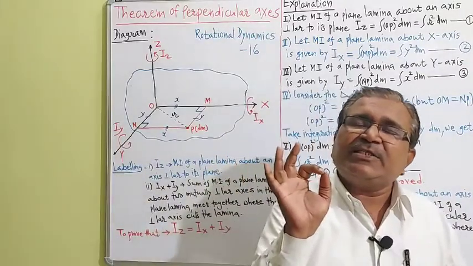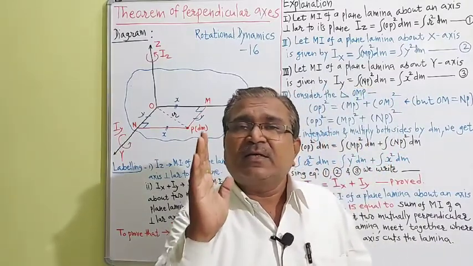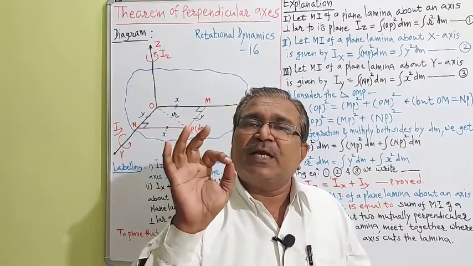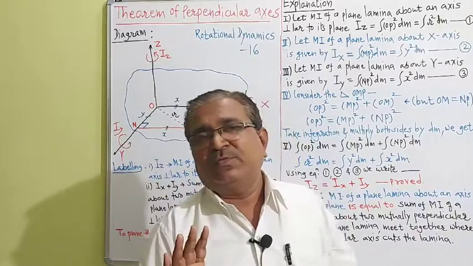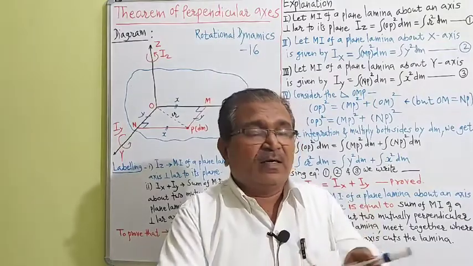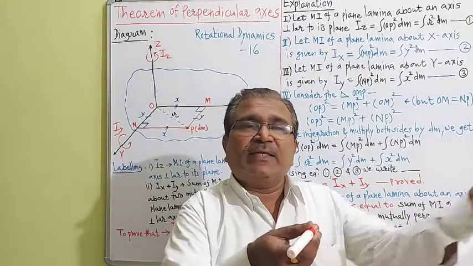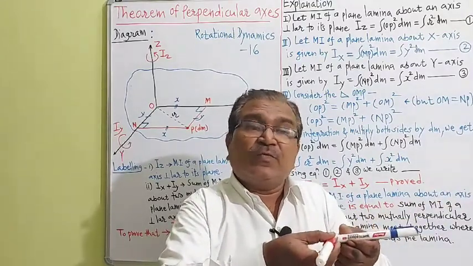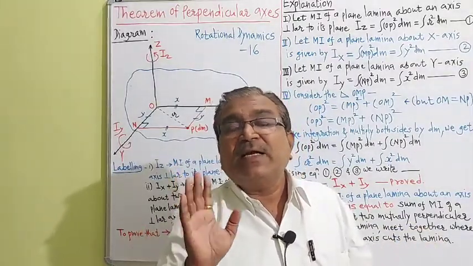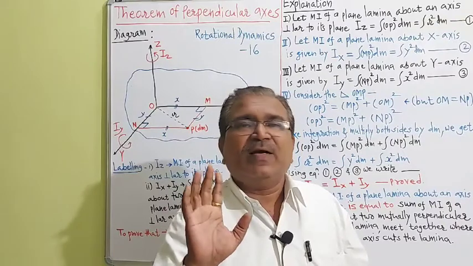What is the description of Iz? Iz is equal to Ix plus Iy. What is Iz? I will repeat again. Moment of inertia of a plane lamina about an axis perpendicular to the plane lamina is equal to Ix plus Iy, the sum of moments of inertia of the plane lamina about two mutually perpendicular axes meeting together. Where do they meet? Where the perpendicular axis cuts the lamina. This is simple. That is the statement. And in this way we have proved Iz is equal to Ix plus Iy.